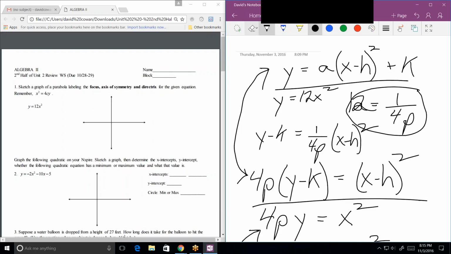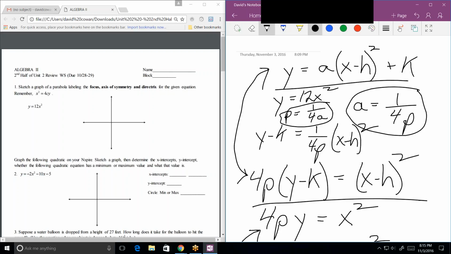And you can honestly use either method. You can use the vertex format that you're used to, and remember that a equals 1/4p, which means p equals 1/4a. That's really what I should be writing, p equals 1/4a, because if they give it to you basically in vertex format, this is the easiest way to do it. They're giving you an a of 12, so p equals 1/48.